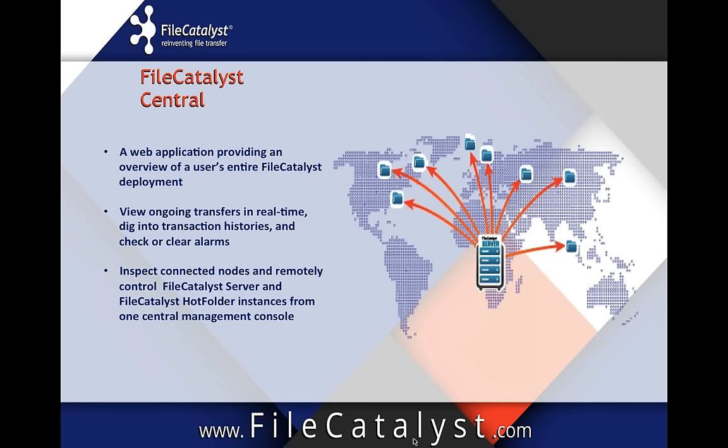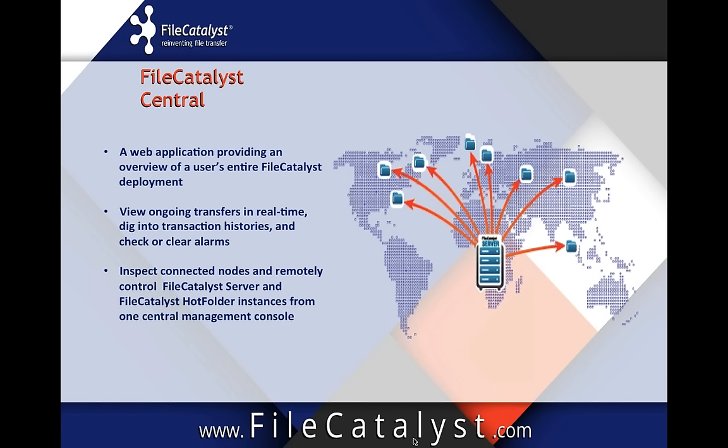And the last component was FileCatalyst Central. FileCatalyst Central is an application that allows you to basically have a bird's eye view of your entire deployment. So you can see all the transfers happening in real time, what nodes are connected, what nodes are done, and so on.